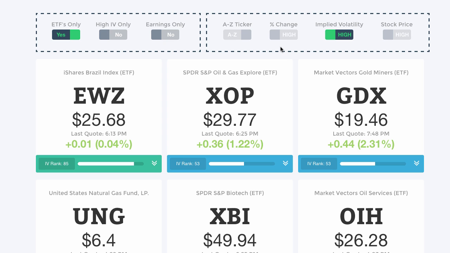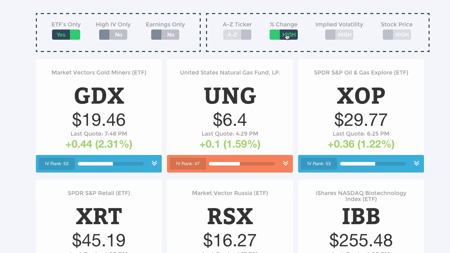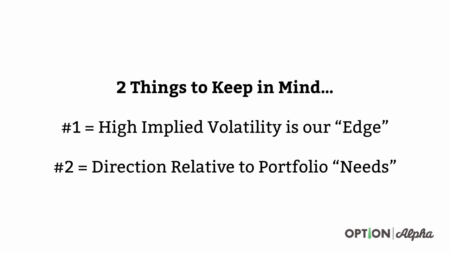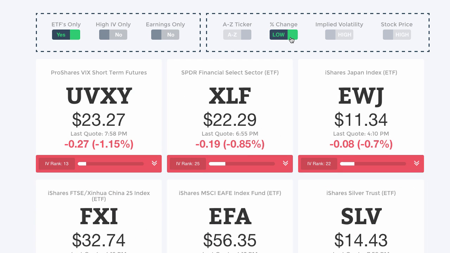And another way that you can look for possible trading candidates is to look for stocks that have made a really high percentage move in the last day. So that's another way that you can look for possible candidates, is things that have moved higher or moved lower. So again, back to the slides that we had before, asking yourself the direction relative to portfolio needs. So if your portfolio needs to find a bearish trade, well, it might be helpful to come in here and see which ETFs are moving down really hard right now. So which ETFs might continue to move down in the future.